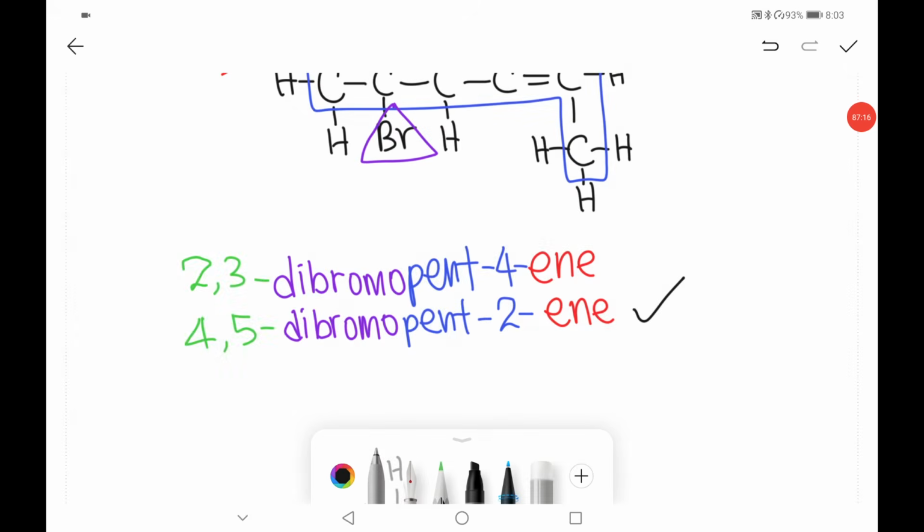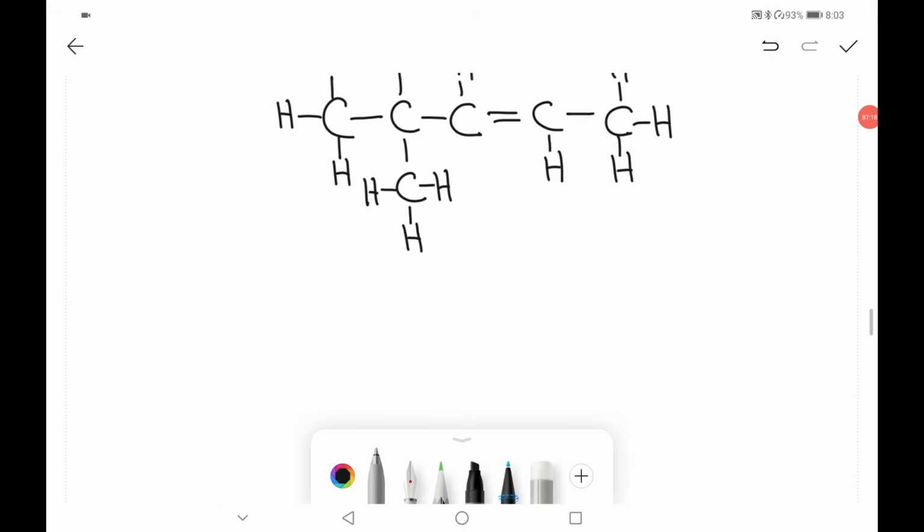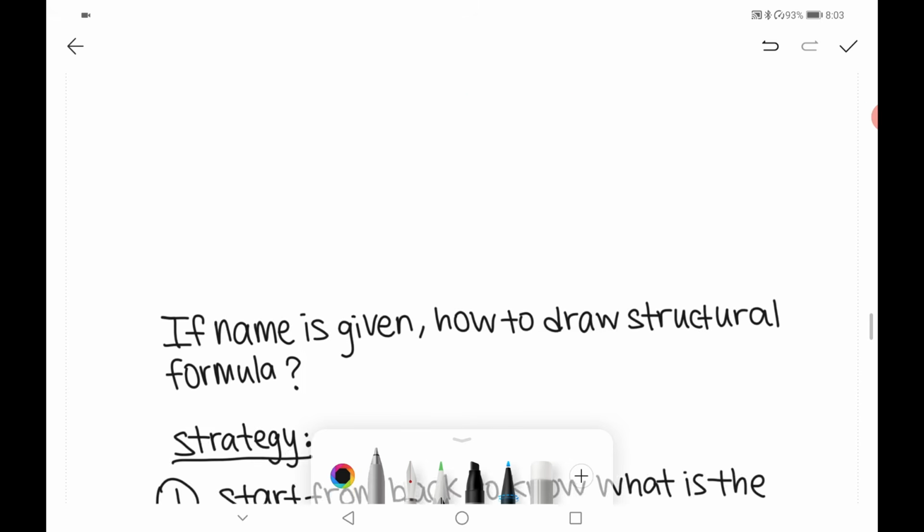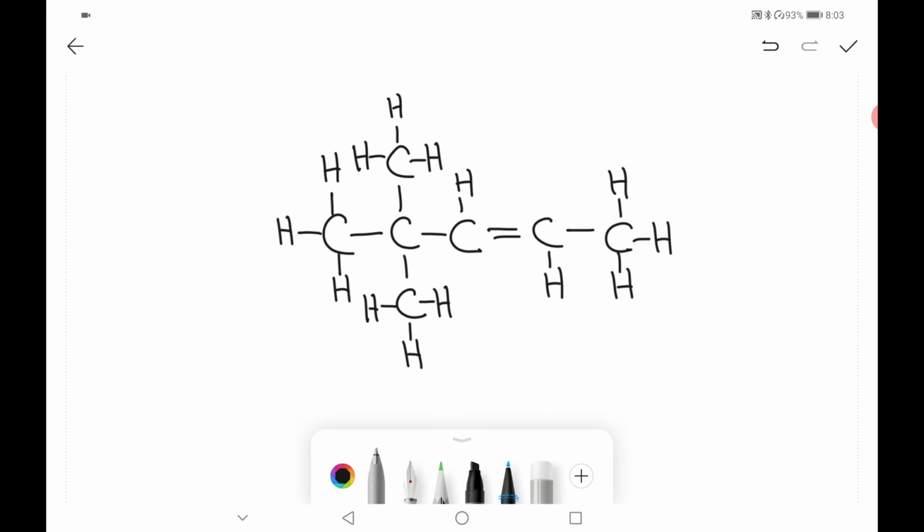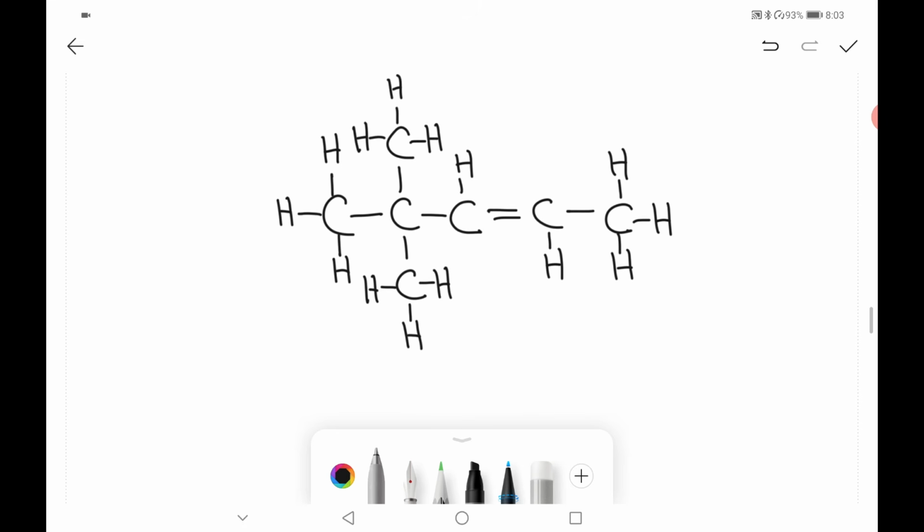Alright, so let us move on to the last question. Okay, so this is the last question for the naming. So let us do it together. So we have a double bond here. So it is an alkene.